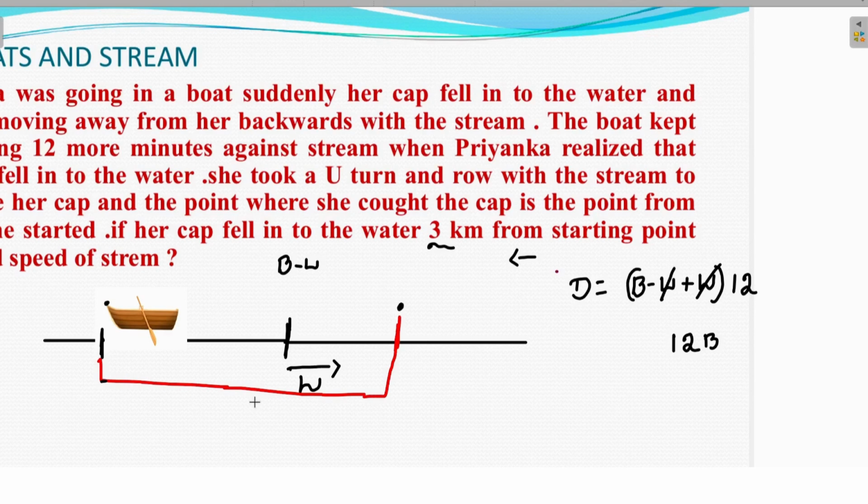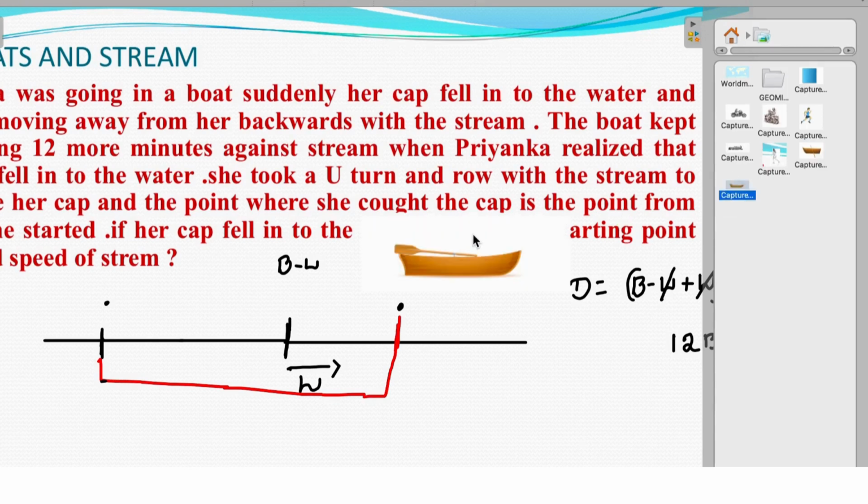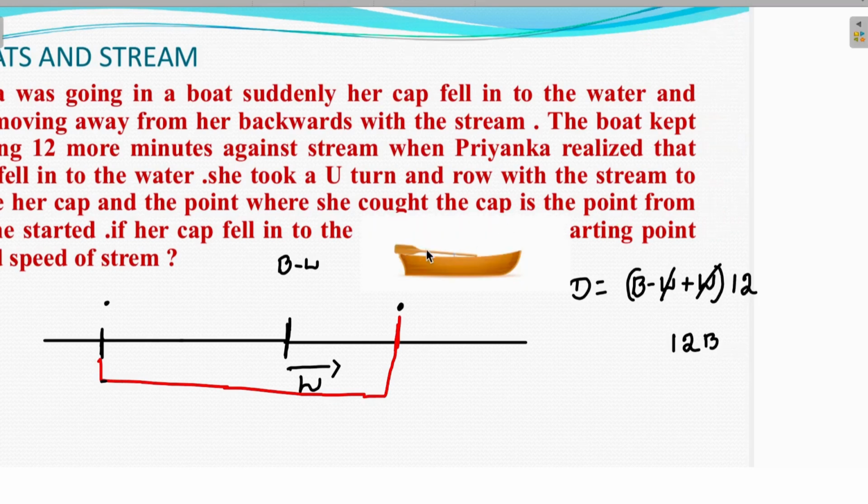So the distance between the cap's position and the boat's position is 12b. Now she has realized the cap fell into the water, so she took a u-turn. Now she took a u-turn and she will search for the cap.